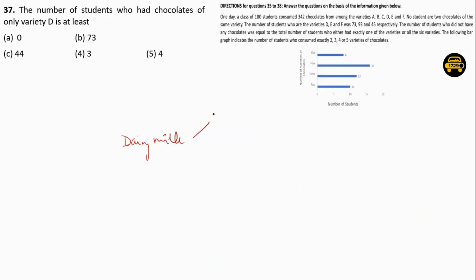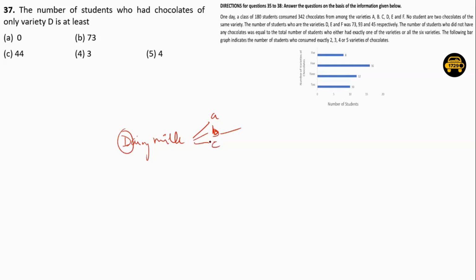So there will be some students who will just take one D. There will be some students who will take 2 Ds, sorry. There will be some students who will be taking just one chocolate, and that will be Dairy Milk. That is D, right? Now there will be some students who will be taking 2 chocolates, out of which one is D and one is something else.